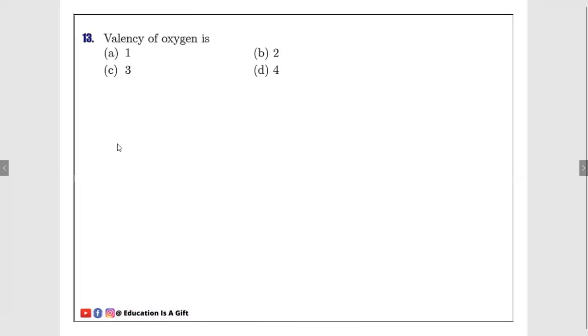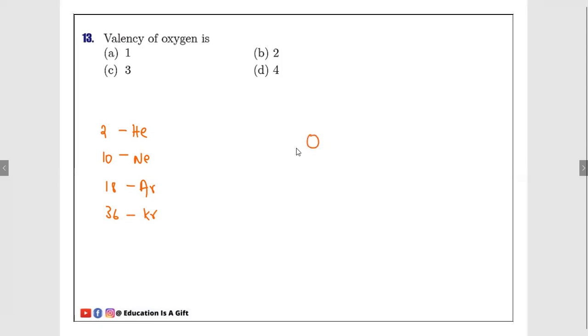Number 13, valency of oxygen is. How to go with valency? If you want to go with valency, you have to compare with stability elements. What are stability elements? Number 2, number 10, number 18, number 36. Try to remember these. Number 2 is helium, number 10 is neon, number 18 is argon, number 36 is krypton.